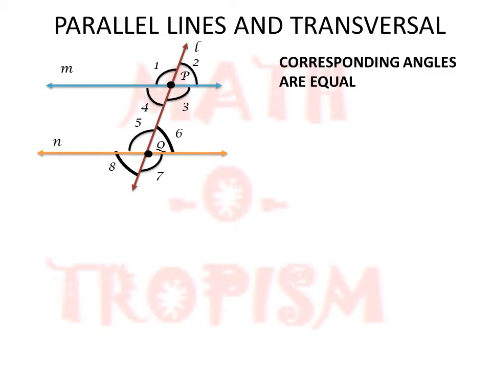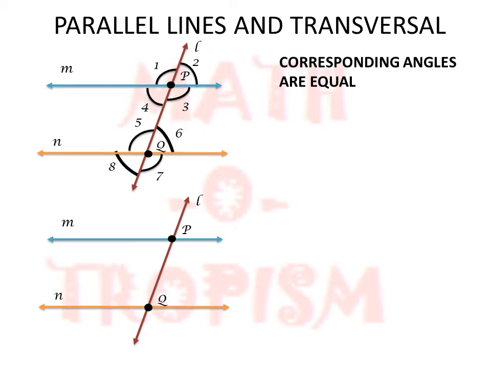We know that corresponding angles are equal. So when we want to know how to find the corresponding angles, remember that we have to take the corresponding positions of angles at both the lines. That is, if we take to the left of the transversal and above the lines. So if we consider left of the transversal L and above the lines M and N, we can see angle 1 and angle 5 are corresponding angles.